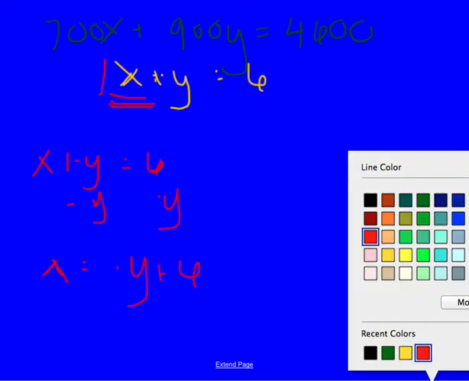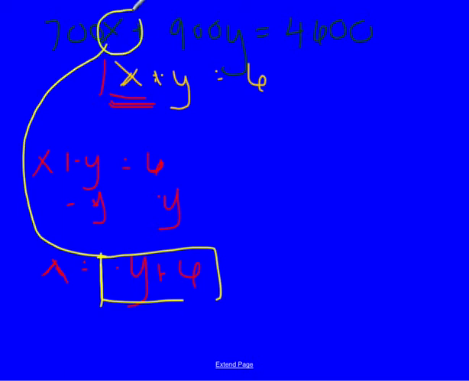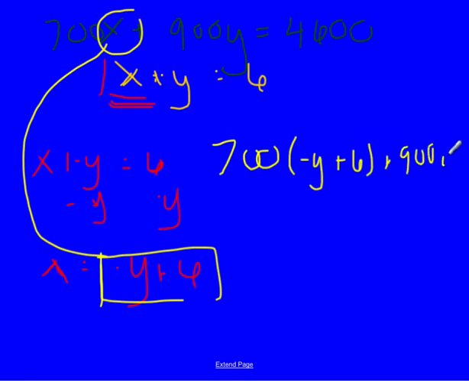Now I know that X is equal to this. That means X and this guy are the same thing. So where I see X up here, I can go ahead and plug that in. So then I get 700. Now I'm going to remove the X completely. I'm going to put negative Y plus 6 plus 900Y, oops, running out of room, is equal to 4,600. So now I need to solve this for Y.